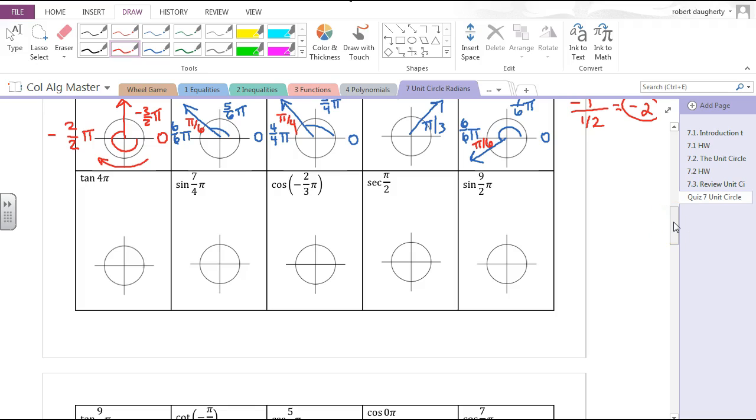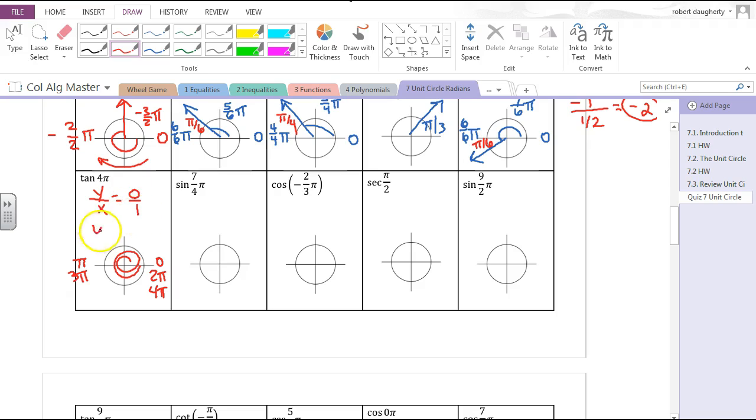Tangent of 4 pi. So if this is 0, this is pi, this is 2 pi, this is 3 pi, this is 4 pi. That means that I made 2 revolutions, okay? So it's basically the same thing on your unit circle as 0. So if you look at 0, tangent is y over x.